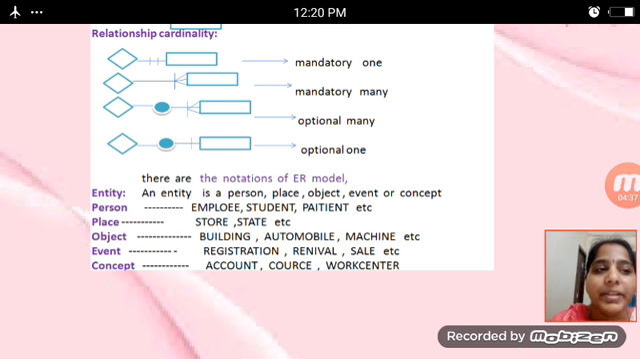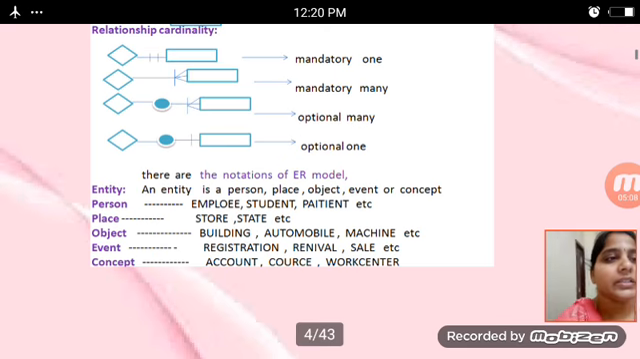After that, a place: store, state, etc. We call that a place. And then an object: a building, automobile, machine, like that. Anything like that we call an object. And then an event: registration, renewal, sales, like that we call an event. And then a concept: account, course, work center, like that. These are the basic ER model notations.